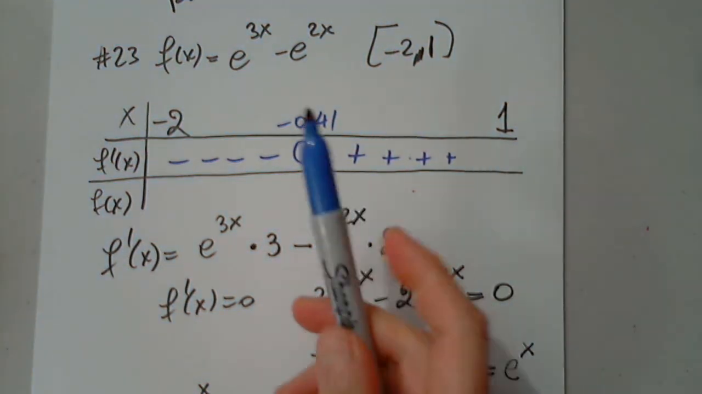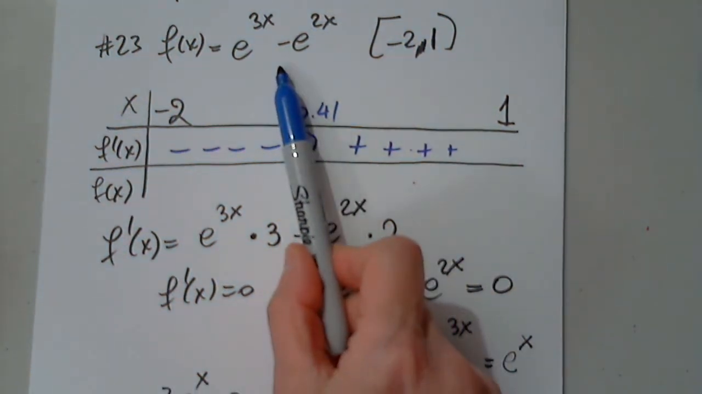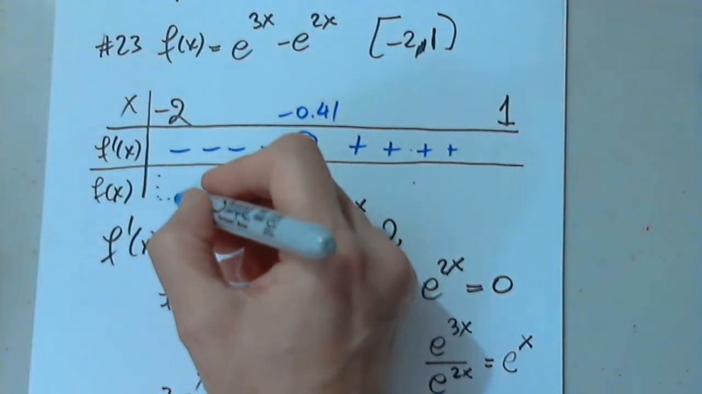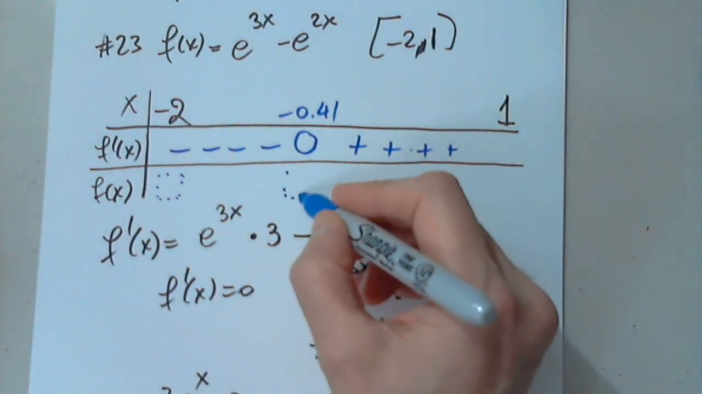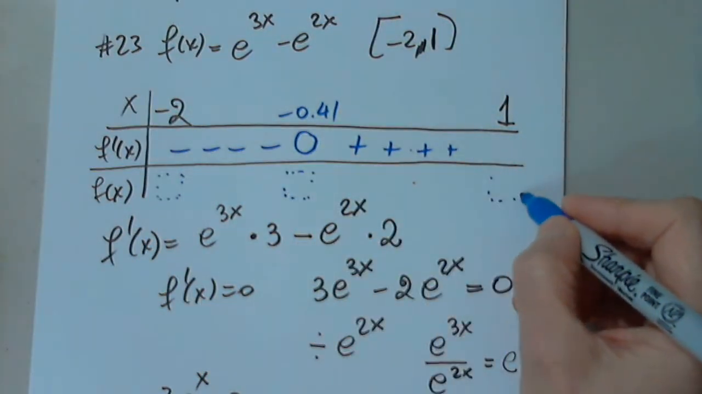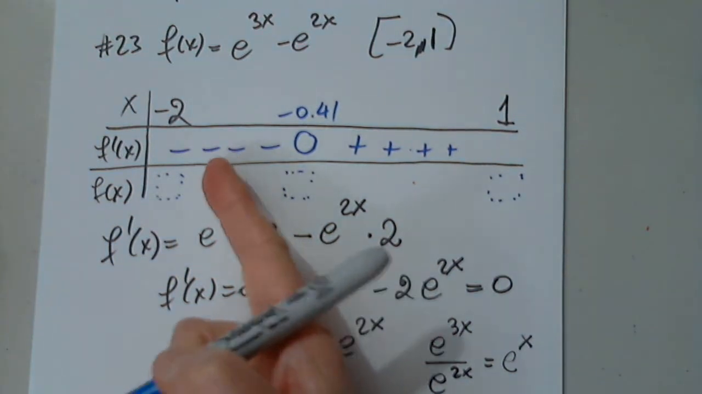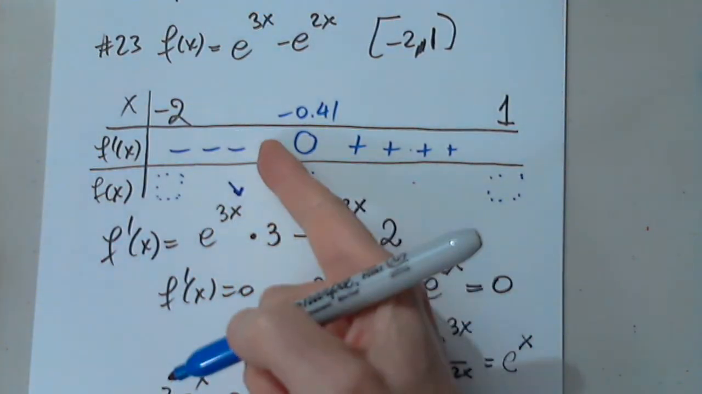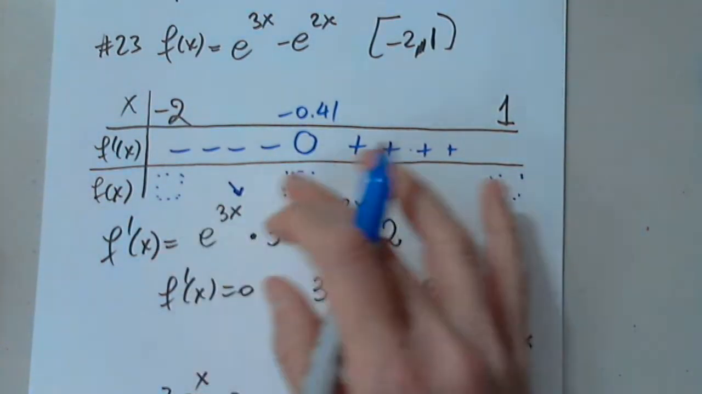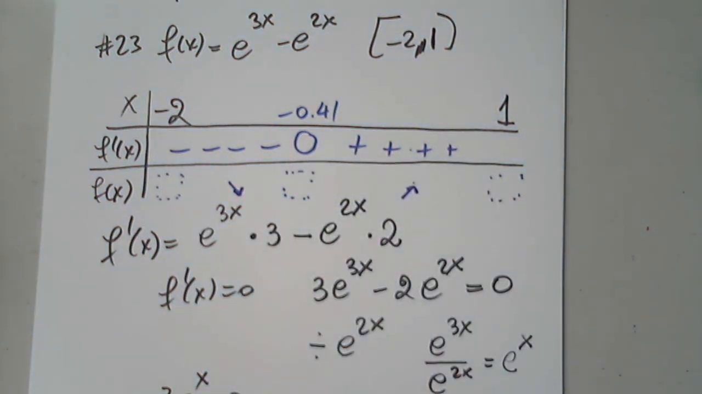Now I have to plug in the calculator the original function to determine this number here, this number here, and this number here. And according to this, the function should decrease and then increase. If not, there is an error somewhere and I have to go back.